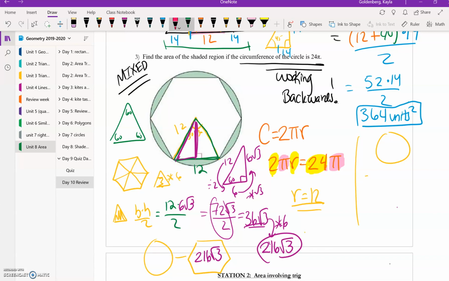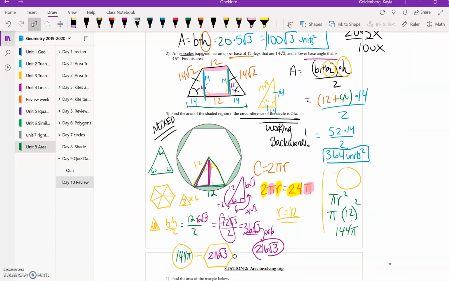To get the area of my circle, I'm going to do pi times radius squared. Pi times my radius we said was 12 squared, so 12 times 12 is 144. We'll leave the pi alone. So we have to do 144 pi minus 216 root 3.